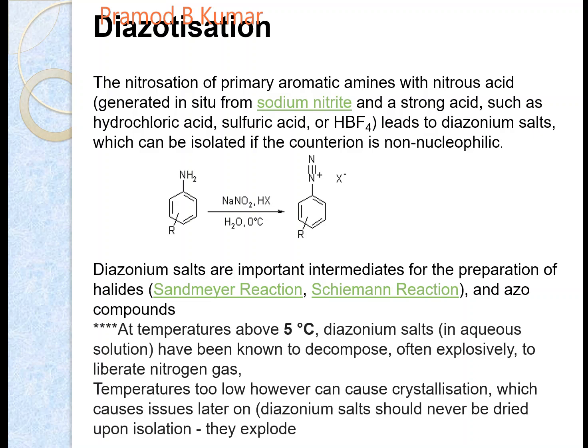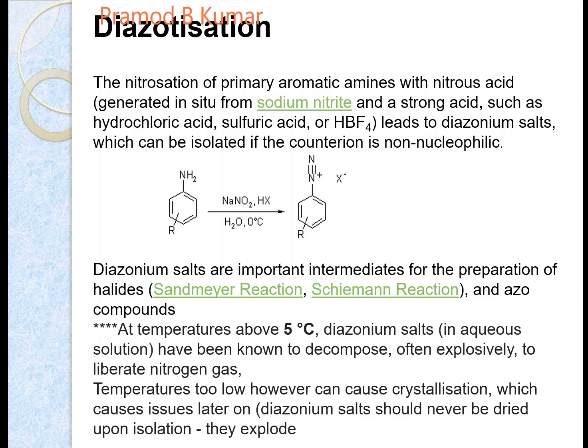It is only stable at 0 to 5 degrees Celsius. If it is further heated, it gets decomposed. Diazonium salts are important intermediates for the preparation of halides using Sandmeyer's reaction and Schiemann's reaction. In Sandmeyer's reaction, you can prepare your cyano, chloro and bromo compounds, whereas in Schiemann's reaction, you can prepare your fluoro compound.